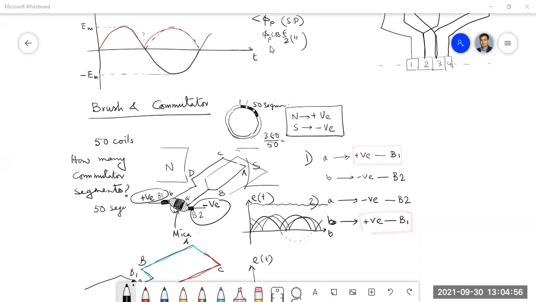Sir, it is E_A equals to ZPΦN by A. So A is the number of windings. No, that is not the number of windings. Anybody else? Correct, the number of parallel paths. In one parallel path, several coils will be connected.